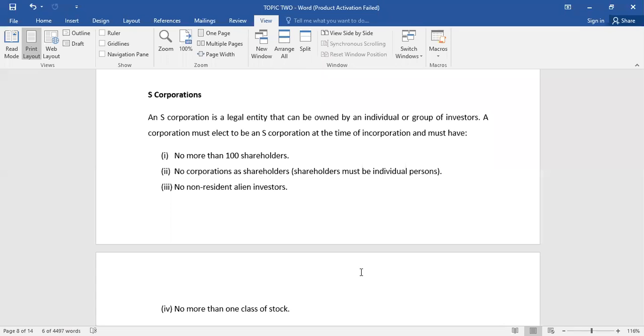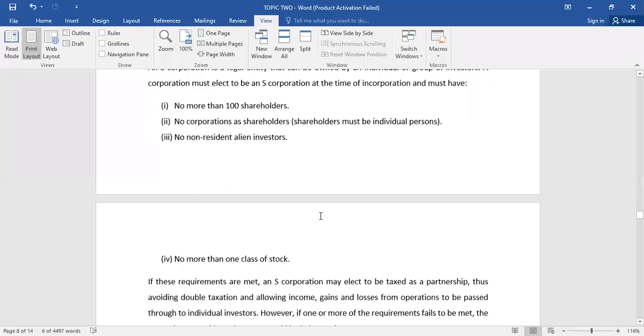So you cannot start saying that you are going to have the rights issue, the preference shares, you are going to have the ordinary shares, you are going to have redeemable shares. No, you can only have one class of stock, which is ordinary shares. Now, if these requirements are met, we have the S corporation being put into operation.